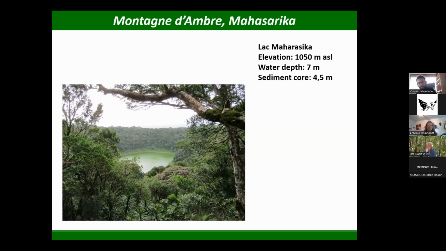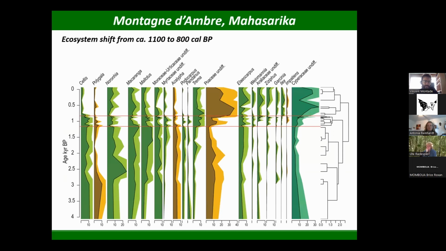And we can see that there are some taxa, green are the tree taxa, and brown are shrub or herb taxa. We can see that there is some vegetation dynamics before 1,000 years before present, but there is one main shift, which occurs during the last millennium, where most of the tree taxa decrease, and we have an increase of Poaceae and also Cyperaceae. This slightly resembles what we had on Nosy Bé Island.